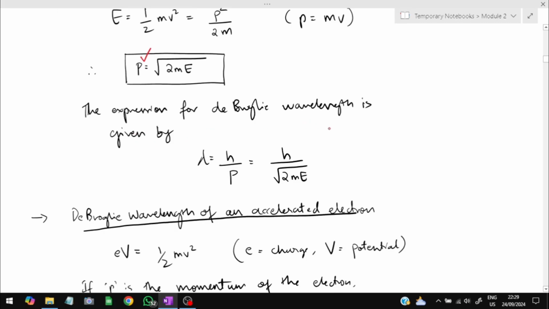So as we know, lambda is equal to h by mv. Here we have mv as p, so it will become h by p, and the p's value is root 2mE, as we calculated here. So lambda in terms of energy can be written as h by square root of 2mE. The third one is de Broglie's wavelength of an accelerated electron.